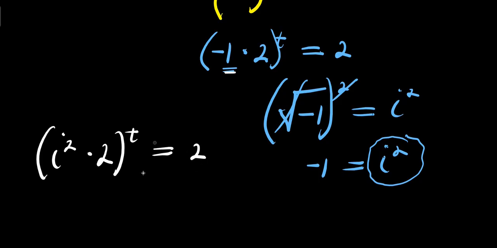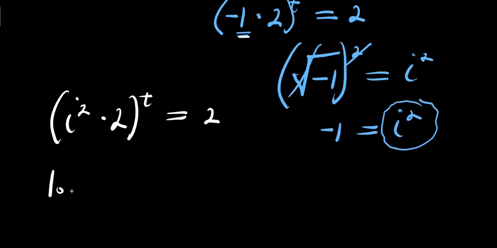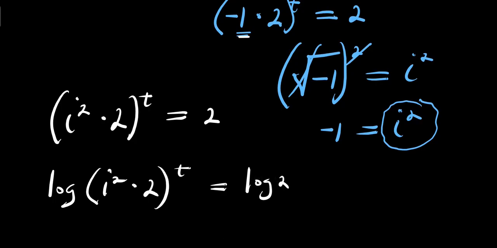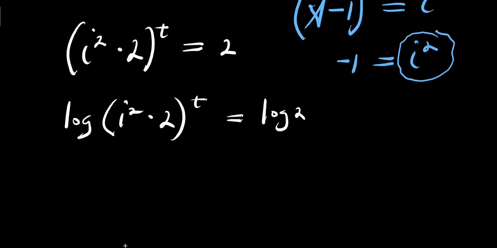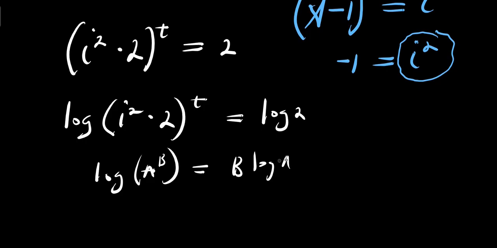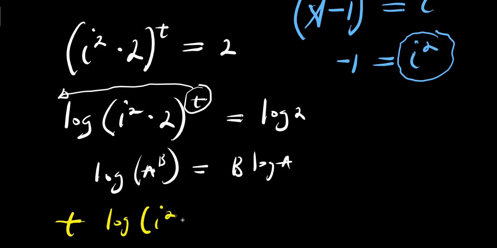Now, the next thing we are going to do is make use of log. We have log of (i^2 times 2^t) equals log 2. Now we apply the logarithm property. If you have log of a to the power of b, this equals b times log a. So the t will come in front of the log. So what we are going to have is t log (i^2 times 2) equals log 2.